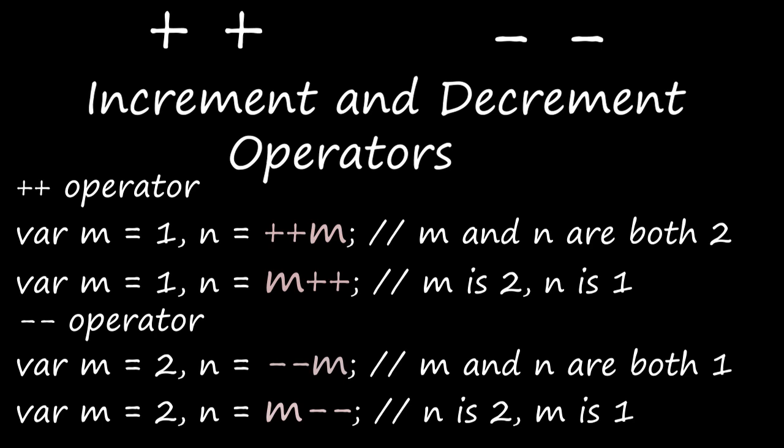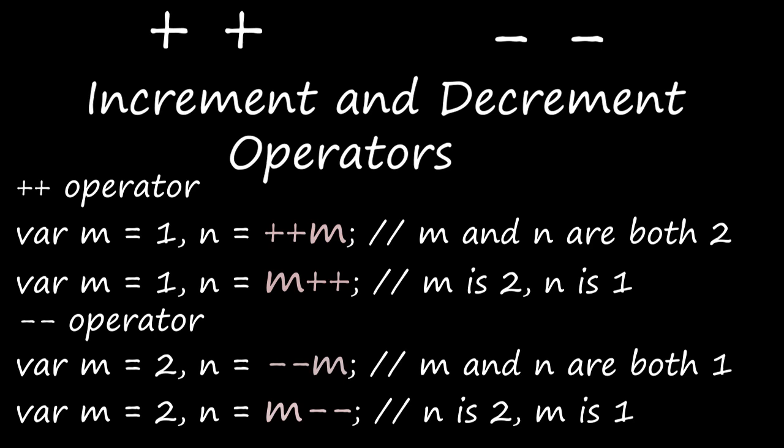Here, when this is used after the operand, it decrements the operand but returns the undecremented value. Here also, as we have seen in increment, decrement also works the same way. Let's see the example for that. Variable m is equal to 2. N is equal to minus minus m means both the values of n and m are 1.